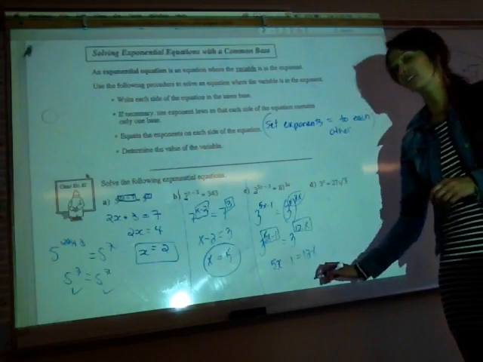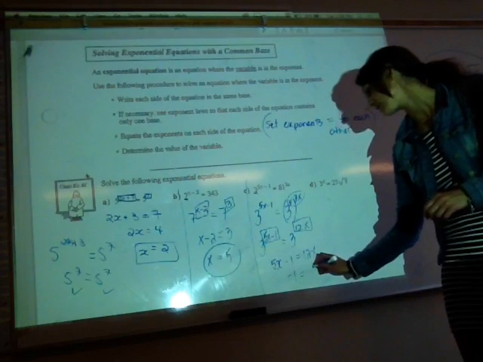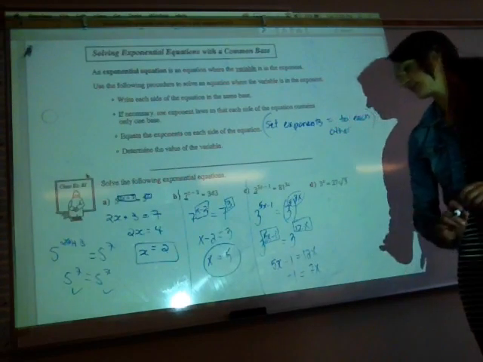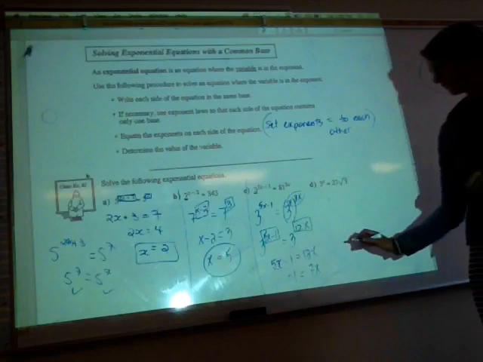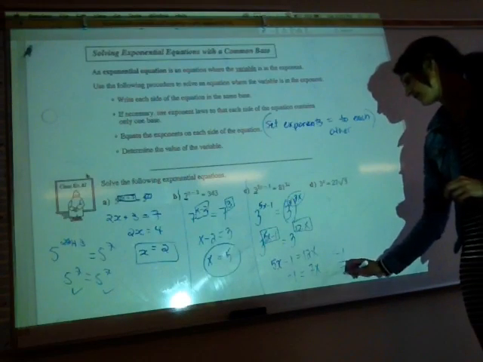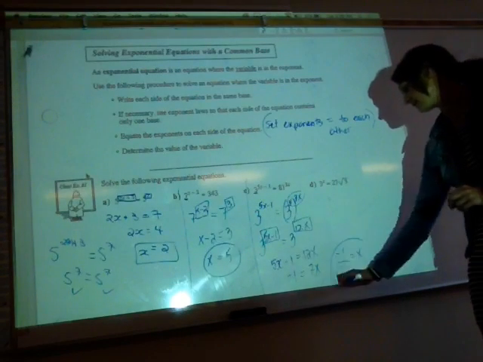Okay, move the 5x over. We get negative 1 equals 7x. Then we divide by 7, and we get negative 1 over 7 equals x.